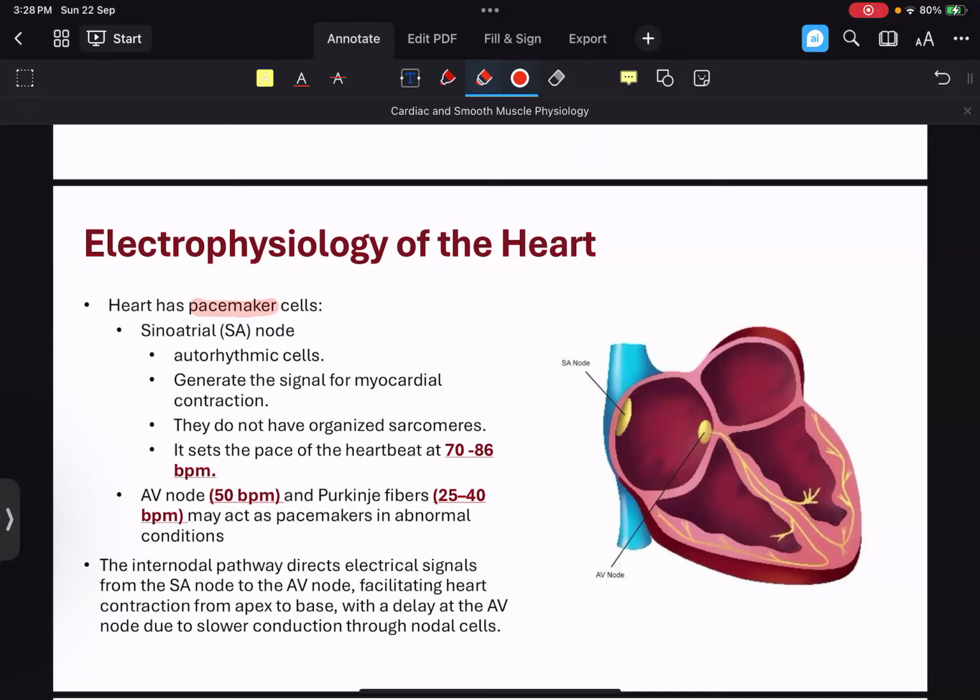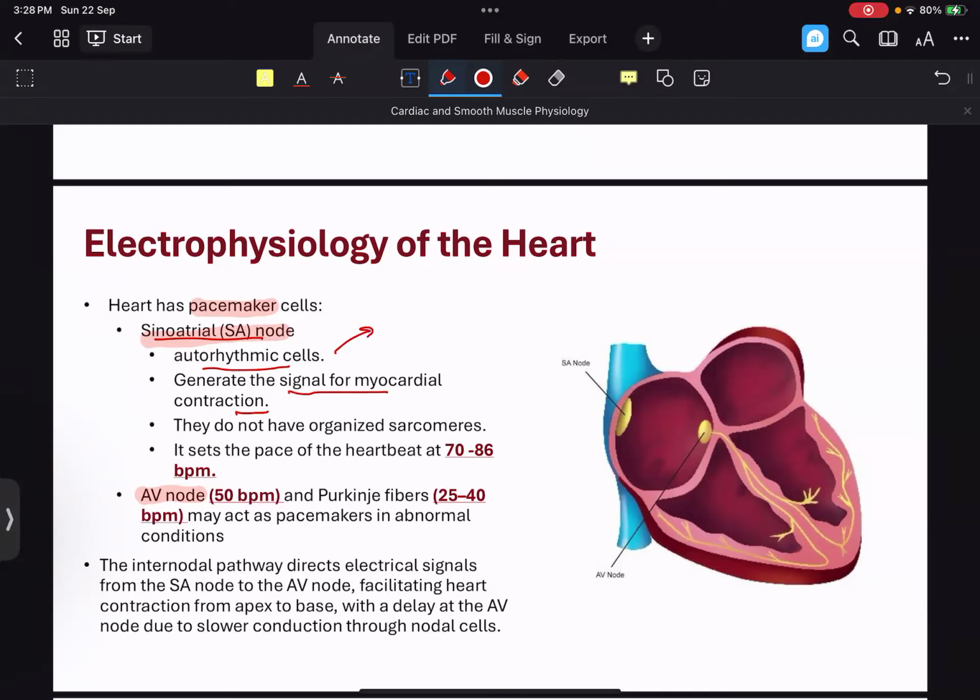And we have two groups of pacemaker cells. We have your sinoatrial node cells, and then you have your AV node cells, okay? Your sinoatrial node cells are your primary pacemaker cells. So they set the heart rate for your heart, and your heart will follow that heart rate. Okay, let's go through the bullet points one by one. Sinoatrial node cells are autorhythmic cells. We already explained what that means. They depolarize spontaneously. They generate the signal for the myocardial contraction.